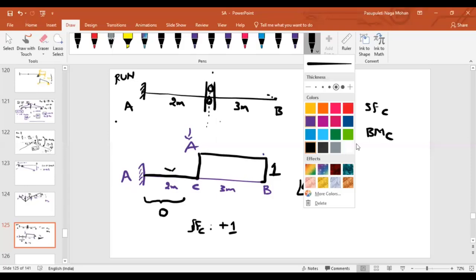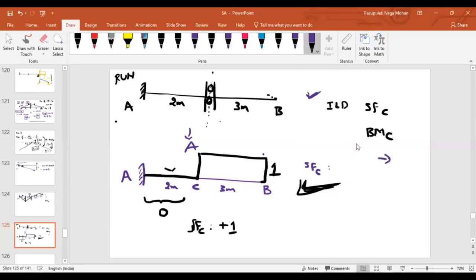What I told you is that if it is a determinate structure, what is the shape of the ILD? Linear or non-linear? Linear, right? Now imagine that I try to move this in the upward direction, let B move, as I told you in the previous cases. As there is no support, it can freely move in the vertical direction. That's why the part CB simply moves upward.